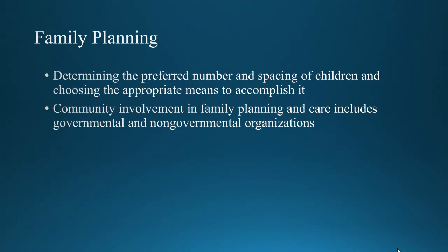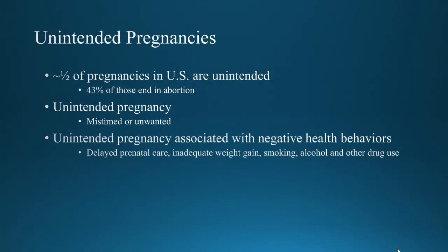Family planning is defined as people being able to determine how many kids they want, the spacing between their kids, and the appropriate means to accomplish it. It includes contraception, it includes abortion, and it includes access to government and non-governmental organizations. So it's really the ability to decide when you want to have children, how many children you want to have, and if you want to have children. So it encompasses a lot of factors here.